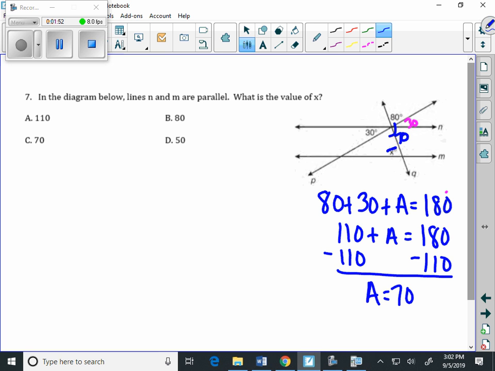And then I need to know what X is. And it is also in between the parallel lines, but it's on the other side of the transversal. So knowing that this angle here is 70 means that this angle there is also 70 because they're alternate interior angles.